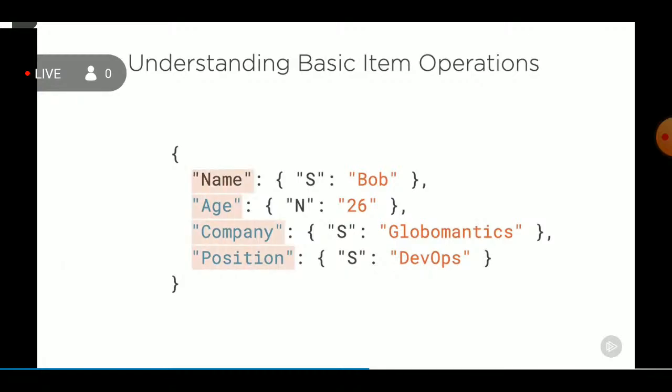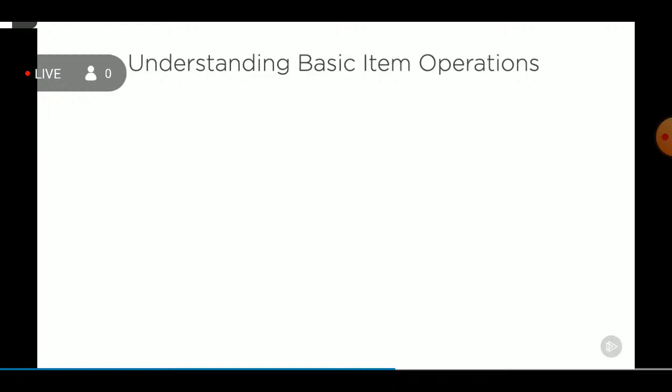We have the same attribute names, and in curly brackets we have the data type of the attribute value and the value itself. As you can see, capital S stands for string and capital N stands for number or an integer. As we know from previous module, we have few more data types.